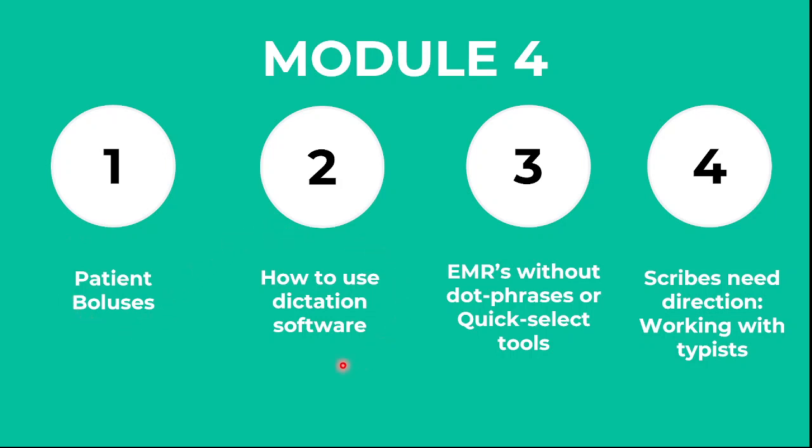The next is how to use dictation software. We want to be able to use dictation software correctly and utilize it to help us as opposed to hinder us. We'll also go through EMRs without dot phrases or quick select tools. And of course, we remember that we said in earlier modules, these are one of our most important things, but unfortunately, some rudimentary EMRs do not have these, and we need to be able to operate in those fashions as well.